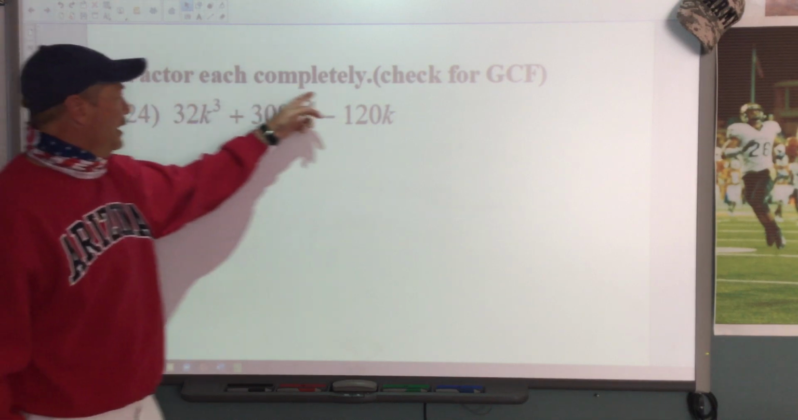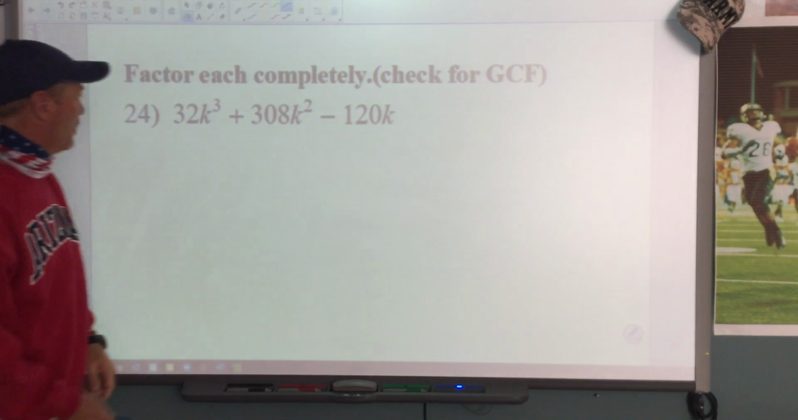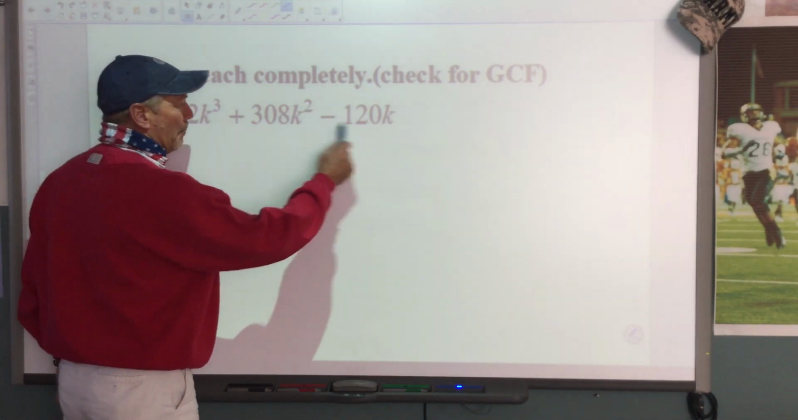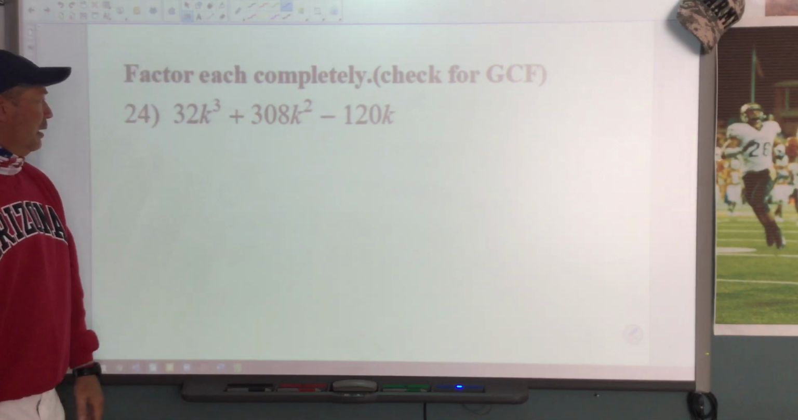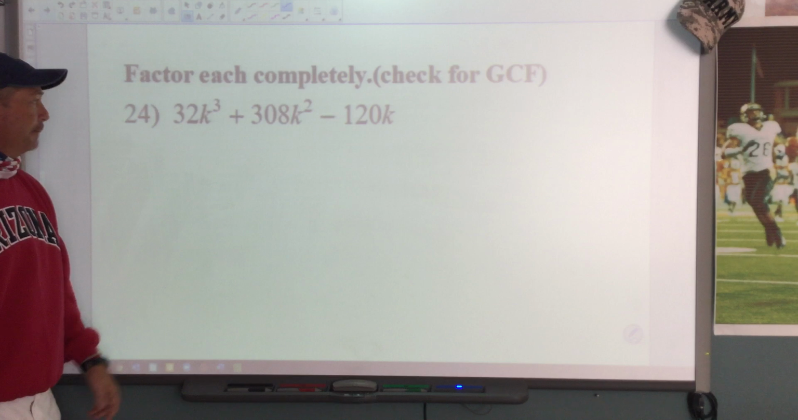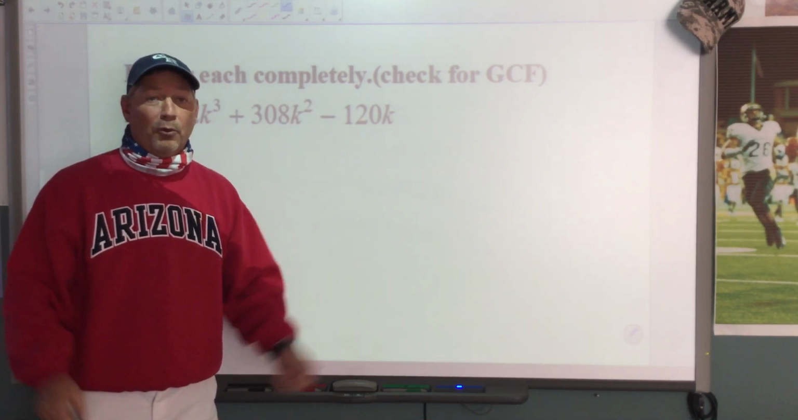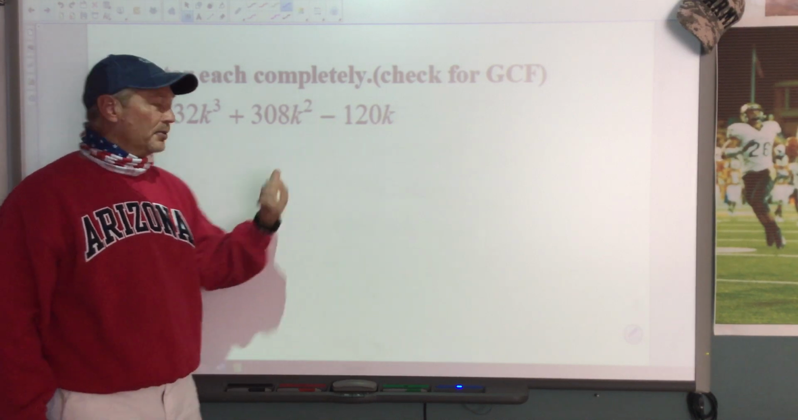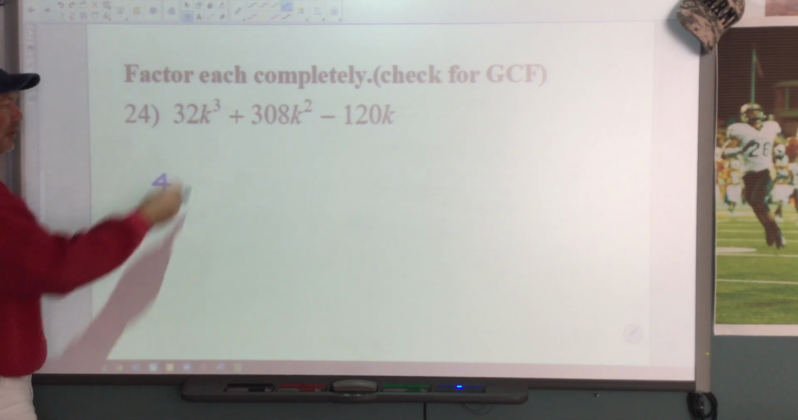All right, it says factor each completely, check for a greatest common factor. So looking at this problem, I have 32k to the third, 308k squared, minus 120k. I don't know. I'm going to try the number 4. I don't know for sure. I would have to play around with this just like you would. These are big numbers, okay? But I'm going to factor out the number 4 and see if it goes into everybody.